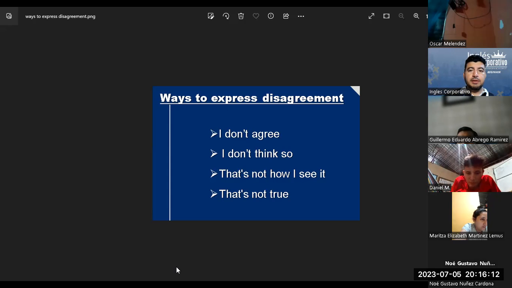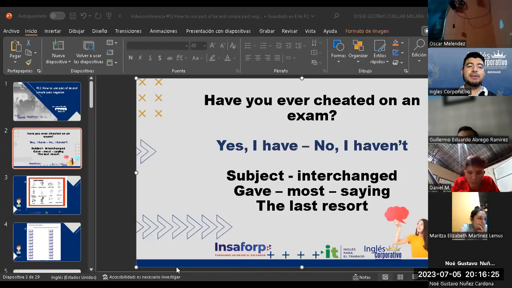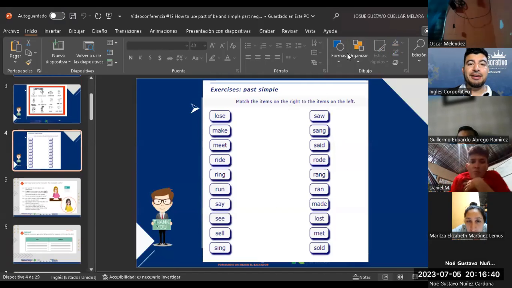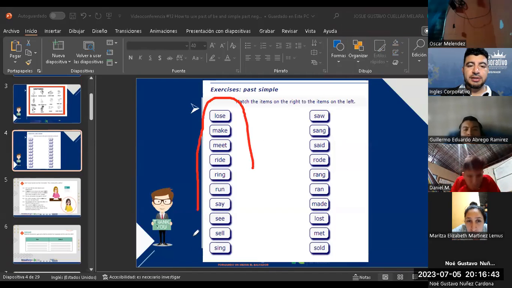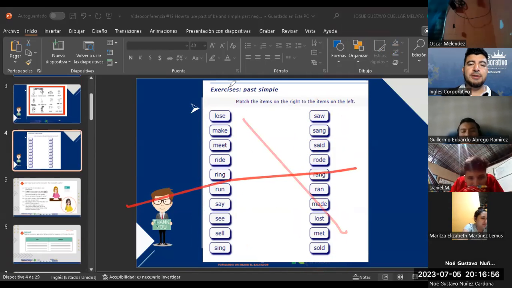We continue now, and here we have some other phrases, right? Very useful phrases. Okay, yesterday we were talking about two types of verbs. We have regular verbs, and we have also irregular verbs. So in this case, I present two columns. One is for present verbs, but they are irregular. And here we have simple past verbs. They're irregular. You have to match, okay? Tenemos que unirlos.